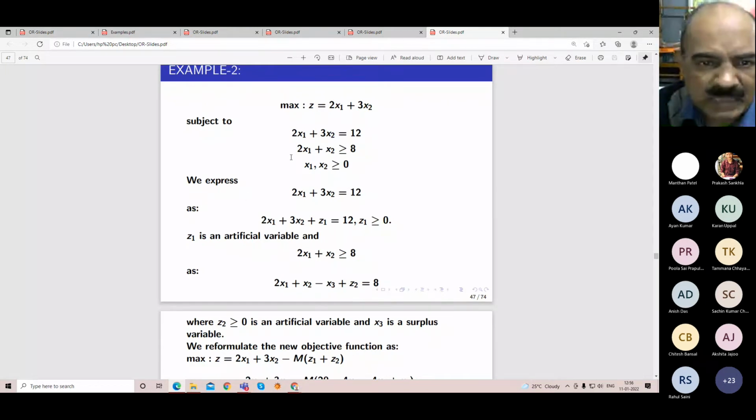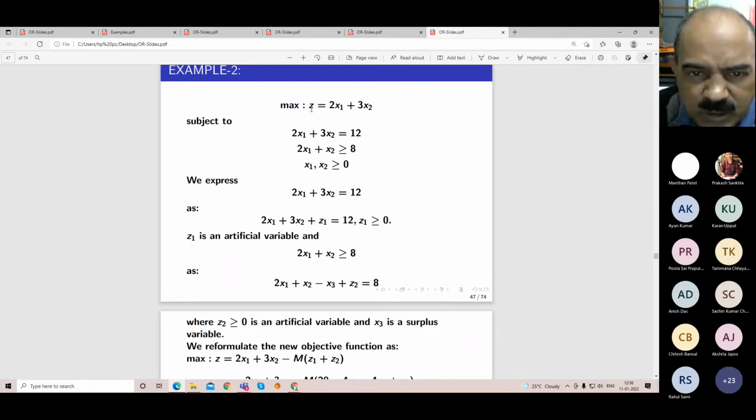Maximize z equal to 2x1 plus 3x2. This problem you can solve graphically, but we are not going to discuss it graphically. We are going to discuss the simplex method. So directly the simplex method is not applicable. Why is it not applicable?